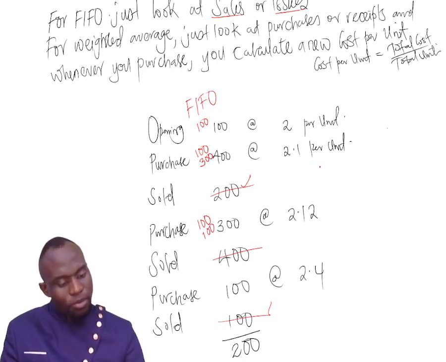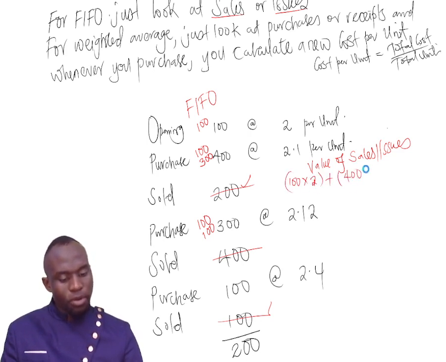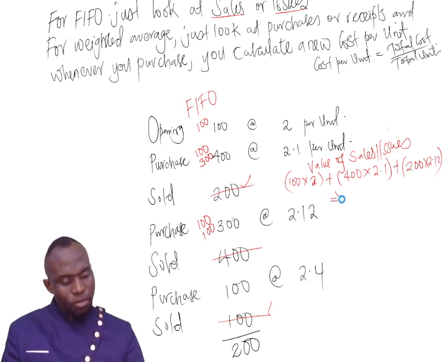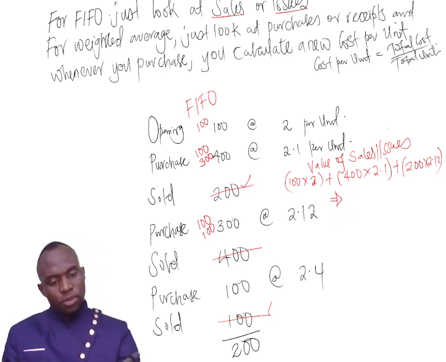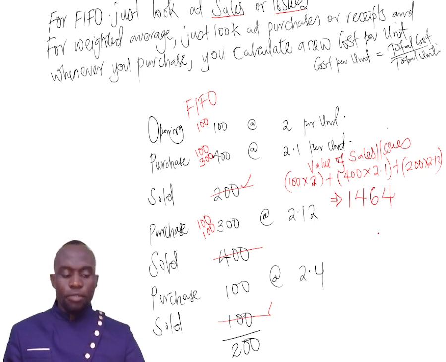So if you want the value of what we've sold or issues, so the value of issues would be, we've given out 100 and it had a value of $2. Then plus we've given out a total of 400 and it was costing 2.1. And finally we've given out a total of 200 and it was costing 2.12. So the total value is 1464.